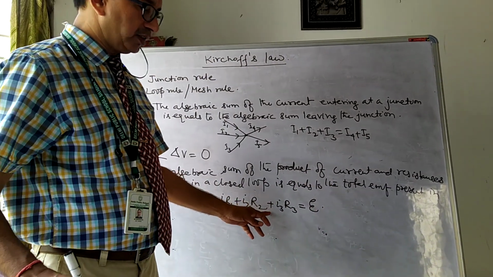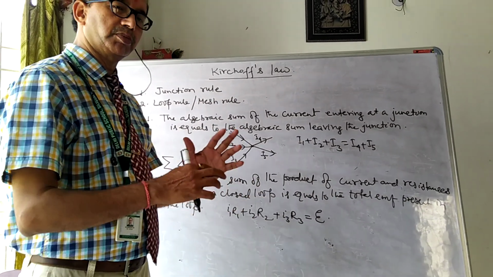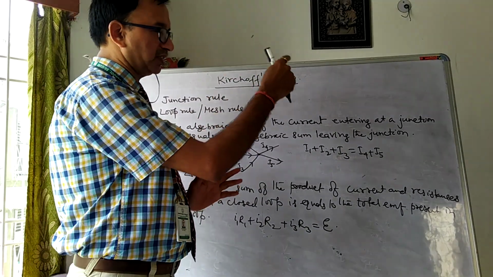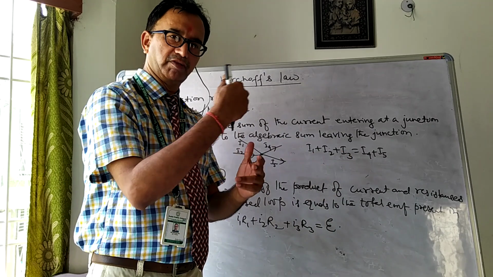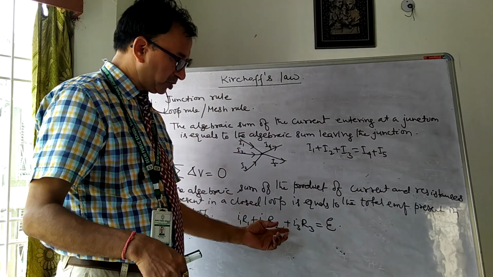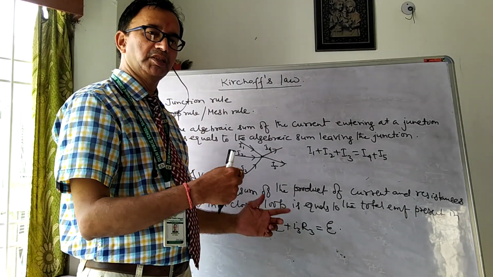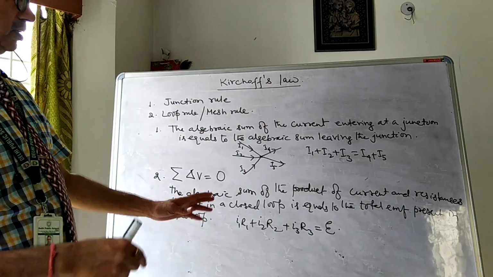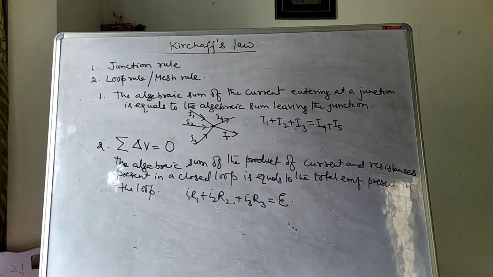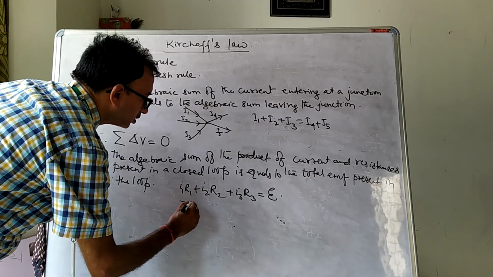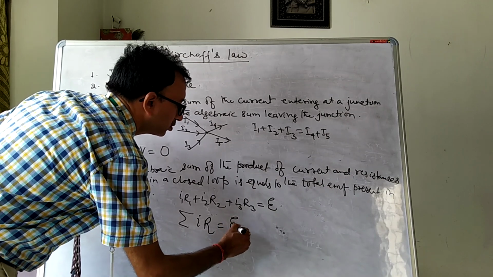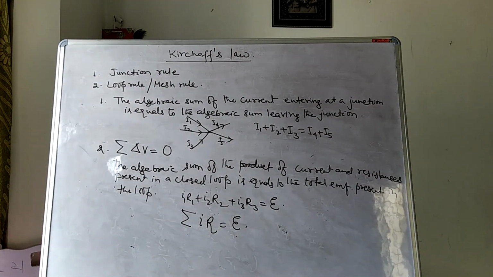Now this plus sign will depend upon the direction of the current. In general we say that clockwise is positive and anti-clockwise is negative. So sometimes this plus can also be a minus. It depends upon the direction of the current flowing in the loop. We will discuss this in a numerical. So therefore, the summation of I into R equals the total EMF.